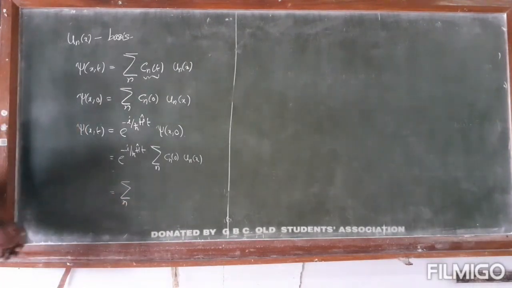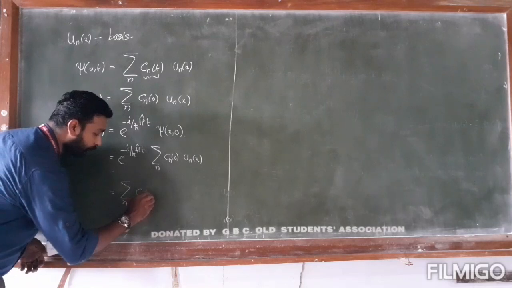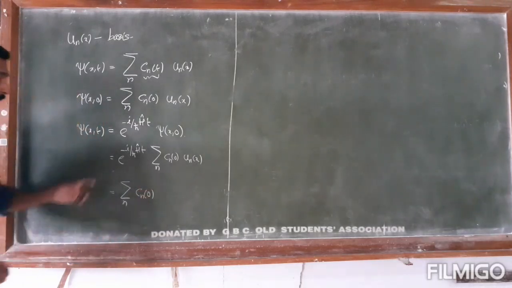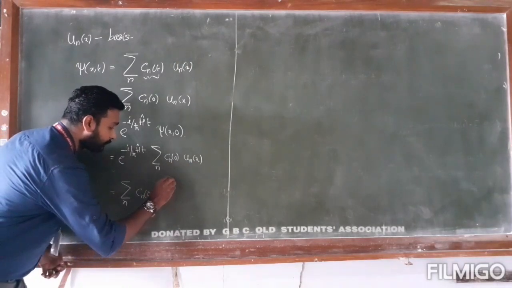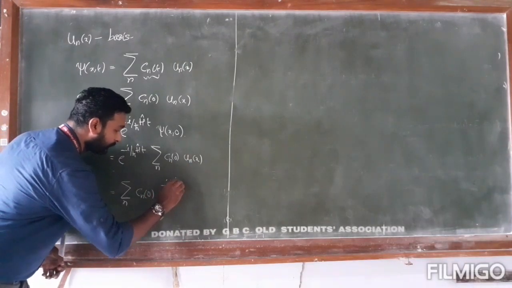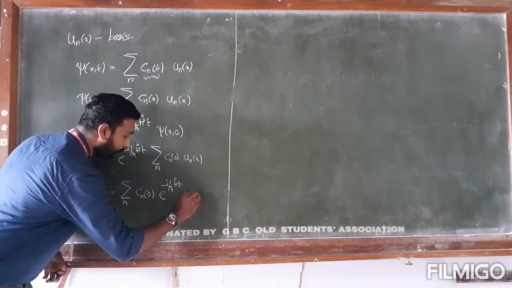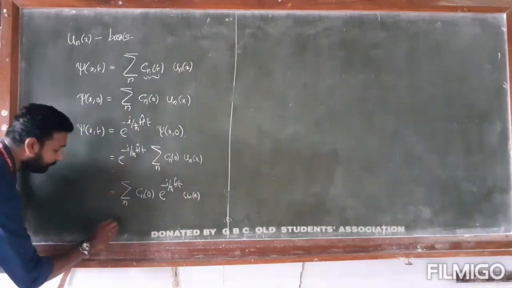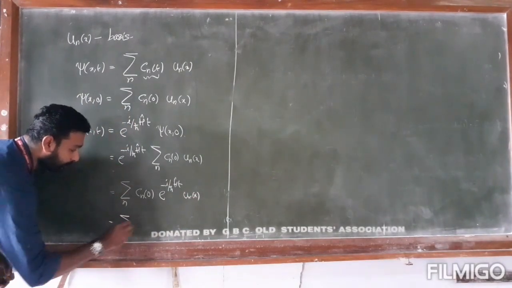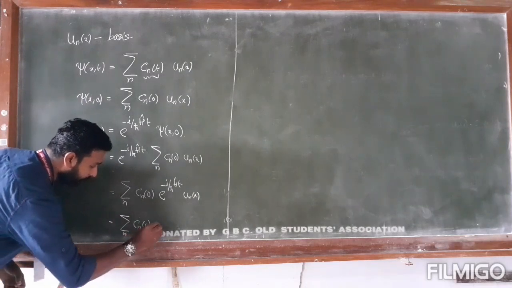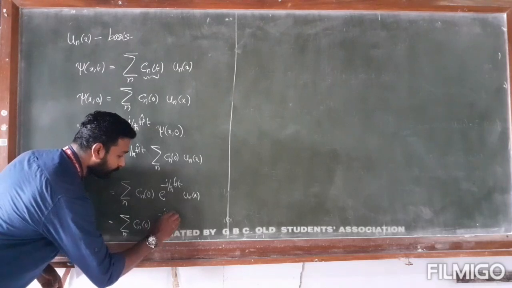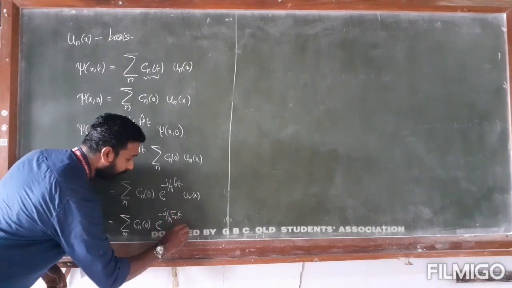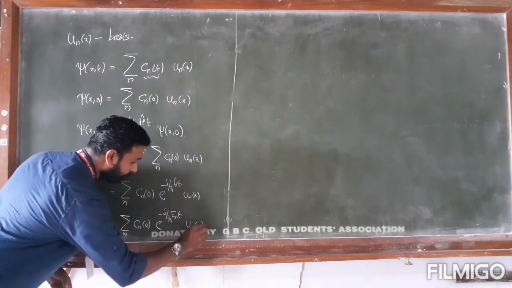So I am writing the result. Sum over n, there will not be any change for Cn of 0. And when e raised to minus i by h cross Ht acts on un of x, this step will become sum over n Cn of 0 e raised to minus i by h cross En t un of x.